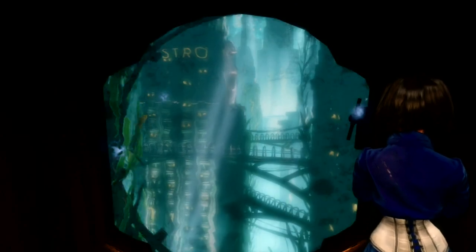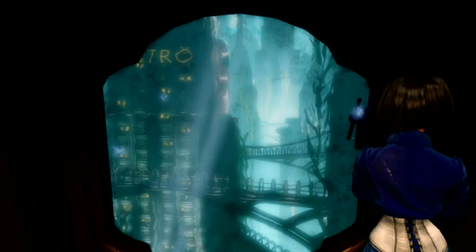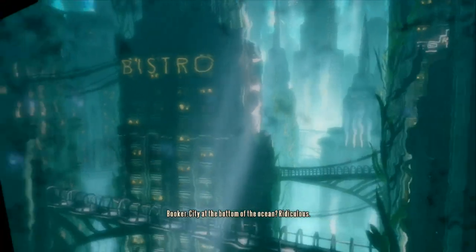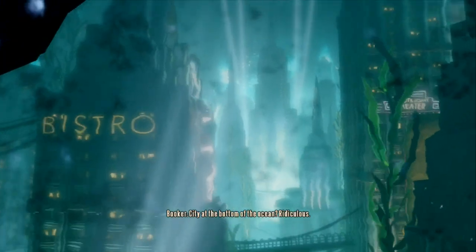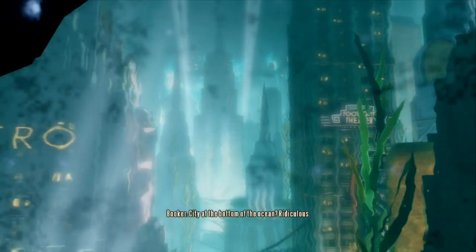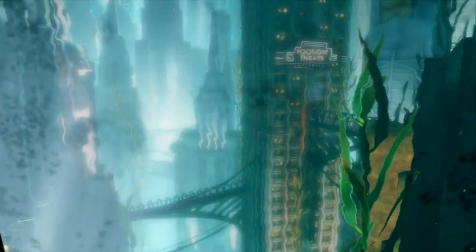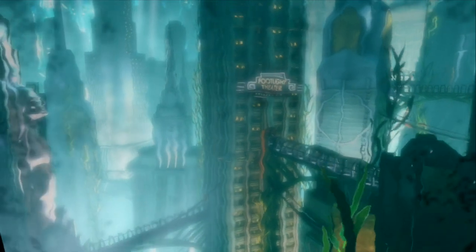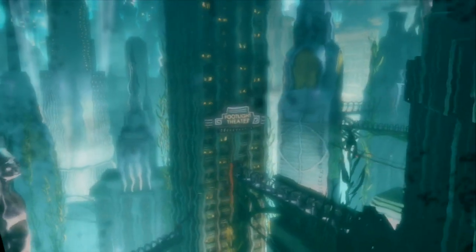you can't deny that it's kind of odd that Booker DeWitt is able to use a bathysphere when the only people that could use it were people that had Andrew Ryan's DNA, or they were a clone of them, or whatever you want to call it, or Andrew Ryan himself.